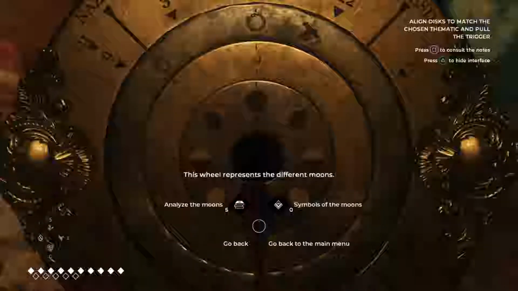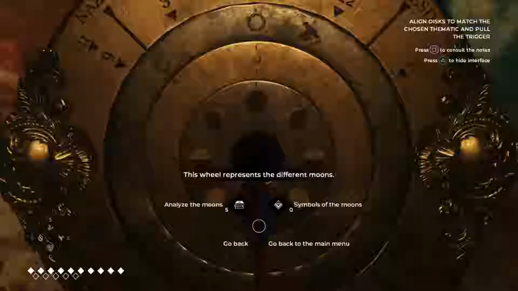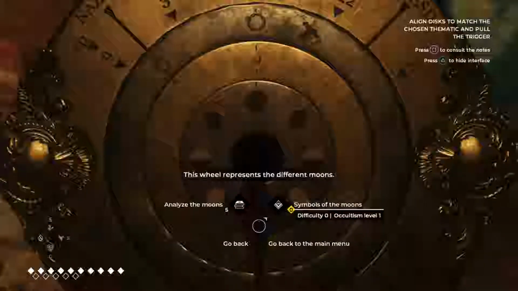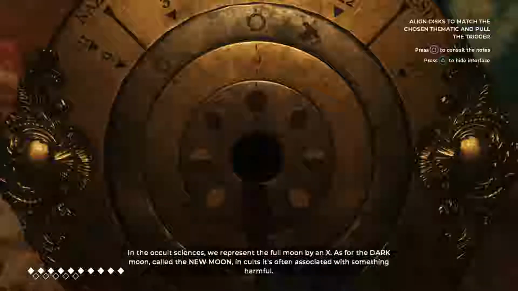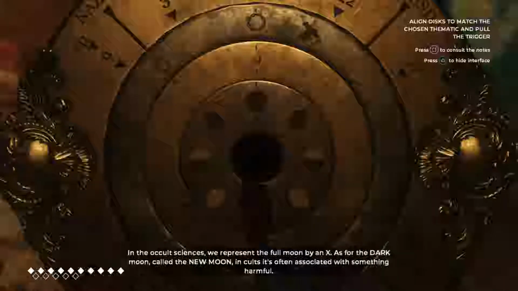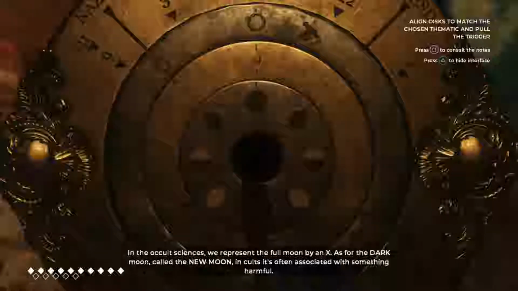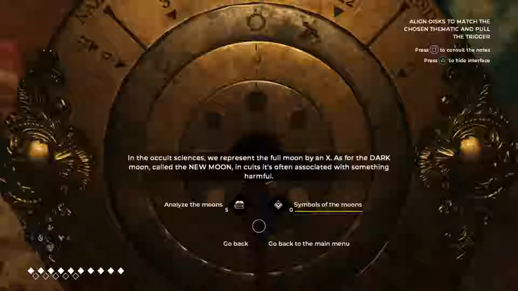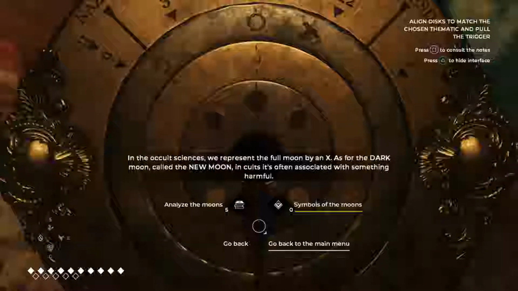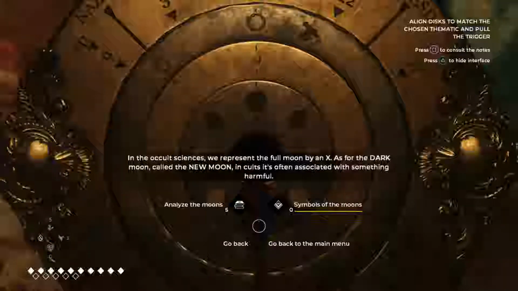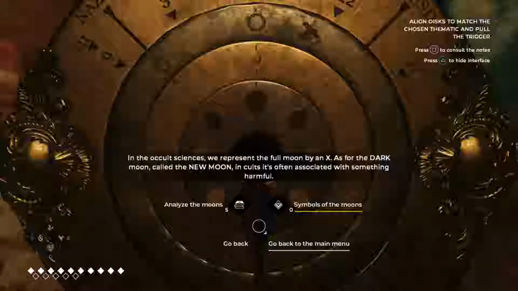Look at the moons. This wheel represents the different moons. Oh, perfect. In the occult sciences, we represent the full moon by an X. As for the dark moon, called the new moon, in cults, it's often associated with something harmful. Okay, so that's the full moon, which is kind of obvious. The dark moon, the full moon. Okay, I'm guessing the Amalaric Sphere is probably going to tell us that anyway, so I probably don't need to worry about that.